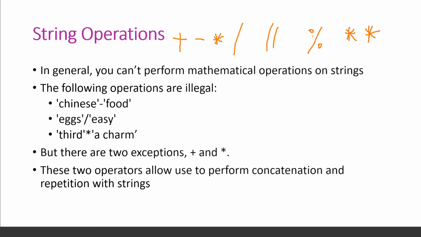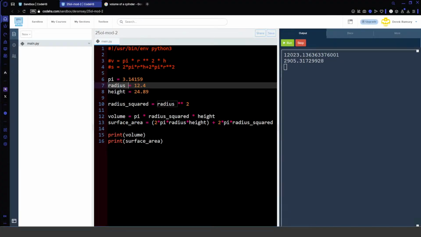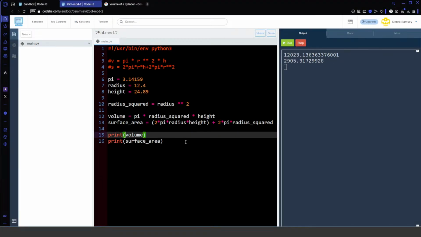So the concatenation operator allows me to take two things and put them together, right? So I can take two strings and put them together. I can take a string and some numbers and put them together. So if I looked at it in context with our program here, I could add a string in this print statement that says something like VOLUME, colon, space, and put a plus sign there. And that will take those two and stick them together.